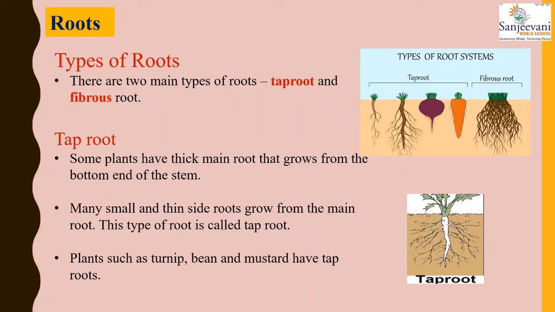So there are two types of roots, taproot and fibrous root. We are going to talk about taproot first. Some plants, children, have a very thick main root, as you can see in this picture, that grows from the bottom end of the stem, and then small thin side roots come out from the main root. This type of root is called a taproot. Which plants have these type of roots, children? Plants such as turnip, bean and mustard have taproots.